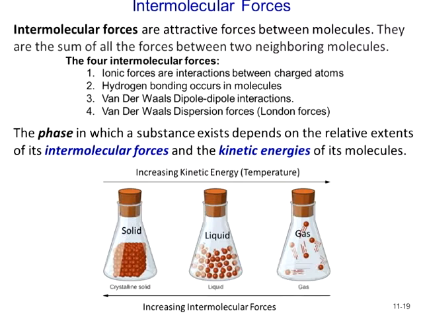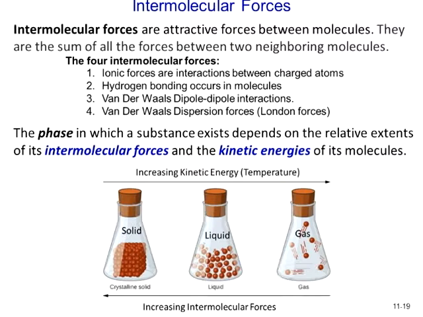Now, there are four intermolecular forces that we talk about in Gen Chem. One, ionic forces, or interaction between charged atoms. Two, hydrogen bonding, which occurs in molecules. Three, van der Waals, or dipole-dipole interactions. Four, van der Waals or dispersion forces, which we call London forces. These are the forces that we talk about. In this chapter, we will be talking a lot about phases, and therefore, for example purposes, we will talk quite a bit about hydrogen bonding because we will use water as our example.